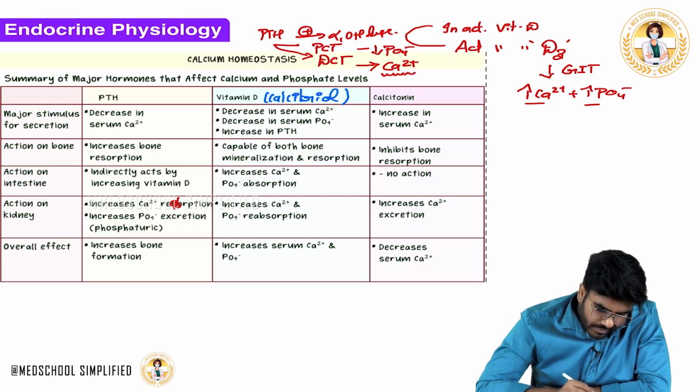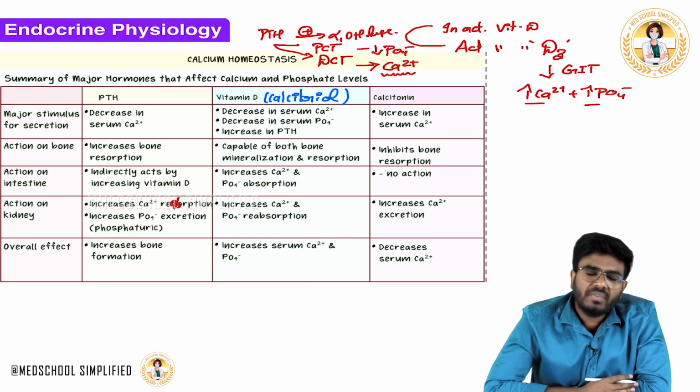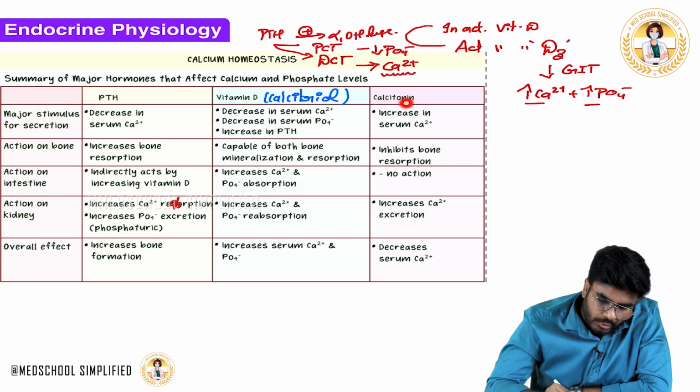At the end of the day, what is the overall effect? The overall effect is an increase in serum calcium levels as well as phosphate levels. So this is the function of vitamin D. Now after this, let's talk about calcitonin.